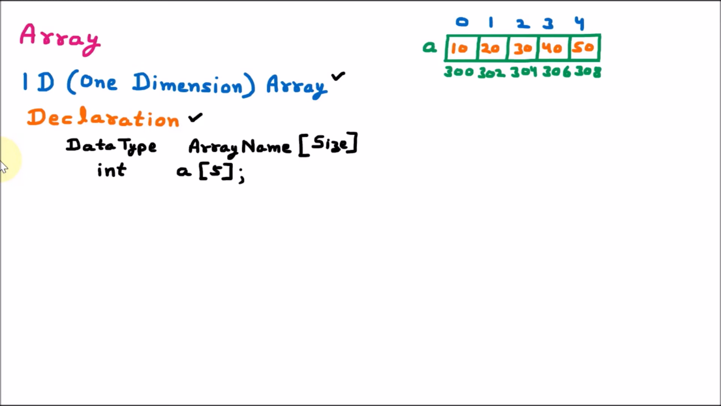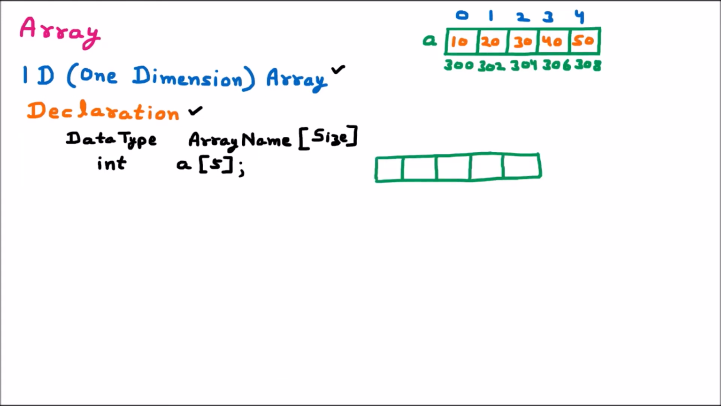So in the memory, 5 blocks will be reserved. Here the name of the array is a. Then afterward, we have these 5 blocks. So 1, 2, 3, 4, 5. These 5 blocks are reserved. So a is the name of the array, 5 is the size.